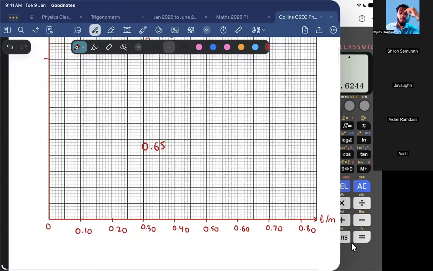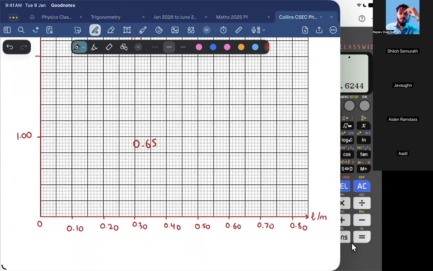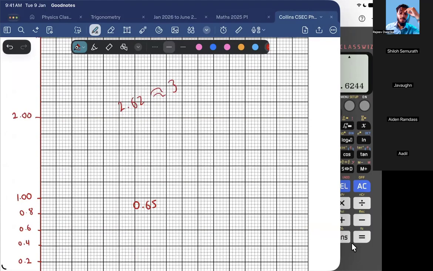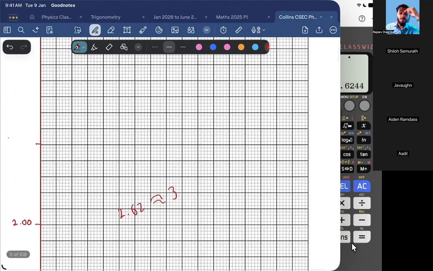Yeah, so we'll call this 1.00. We already do this, right? So Javon, every big block is what? 0.2. Next one? 0.4, 0.6, 0.8. So on and so forth. This is 2.00. This is 3.00.